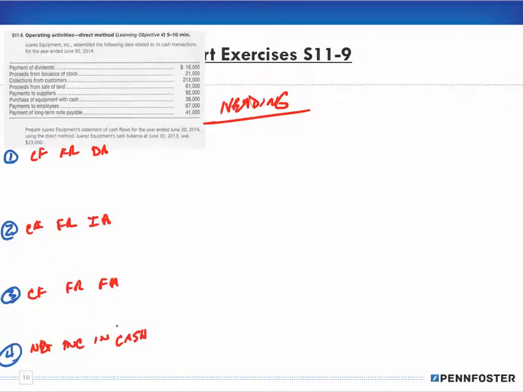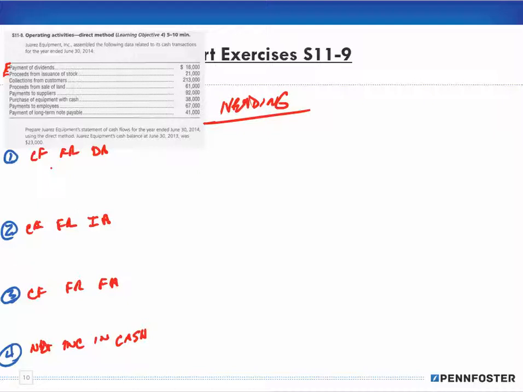Now that I have the structure set up, I'm going to actually start filling in the different sections by looking at what affects my operating activities. So when I look at this data, remember, we're talking about what is cash. When we're doing the direct method, we're looking at what is cash. So proceeds of dividends, payment of dividends, that is not an operating activity. Issuance of stock is not an operating activity. The payment of dividends is a financing activity. The proceeds from issuance of stock is a financing activity.